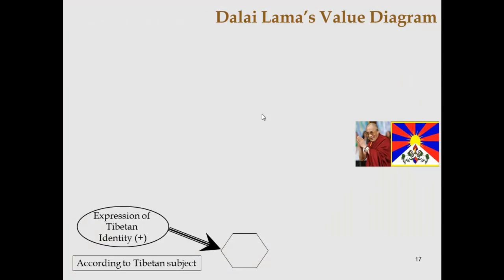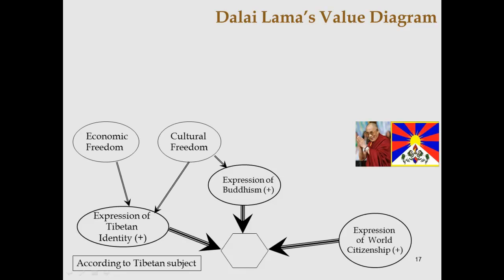To take this to the next level, we decided to talk to the ex-envoy of the Dalai Lama, who was on the Stanford campus, and he identified expression of the Tibetan identity as an intrinsic value, expression of Buddhism, expression of world citizenship. So these are the 3 intrinsic values that the Dalai Lama was firmly after, and economic and cultural freedom was important in order to support the Tibetan identity and the Buddhist identity. Nonviolent action was very important to preserve economic and cultural freedom.